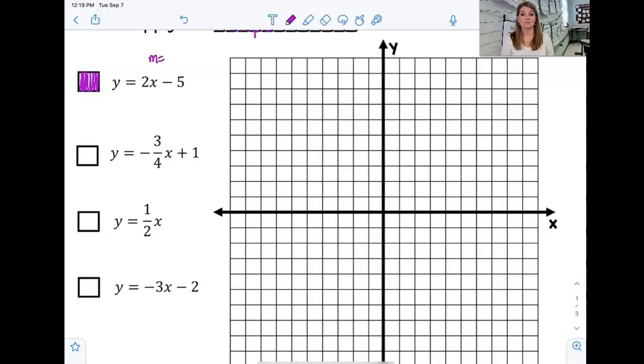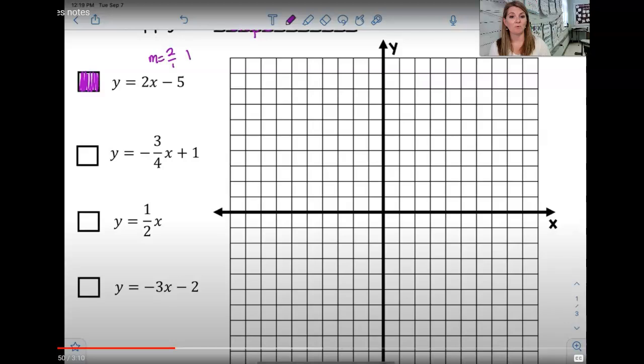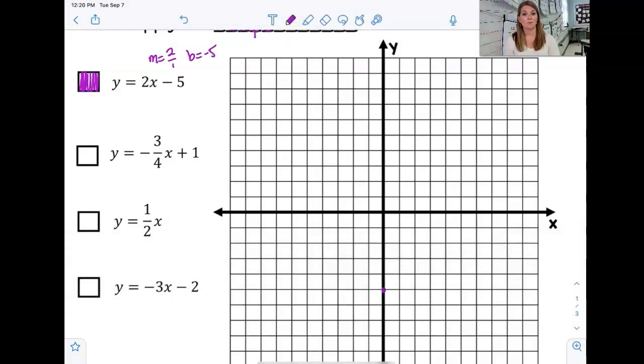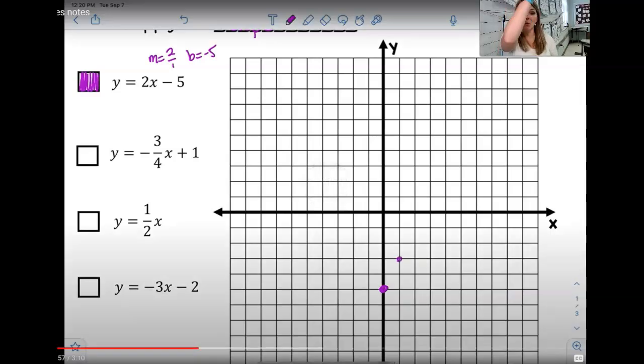and then I'm going to identify what my m and what my b is. So my m is 2, and technically since it needs to be a rise over run, I'm going to say it's 2 over 1. That is 2. So now I have a rise and a run. And then my b is -5. So again, you start with your b. I'm going to graph -5, my y-intercept. So I'm going to go to my y-axis, and I'm going to find that b value. So that one is a -5.